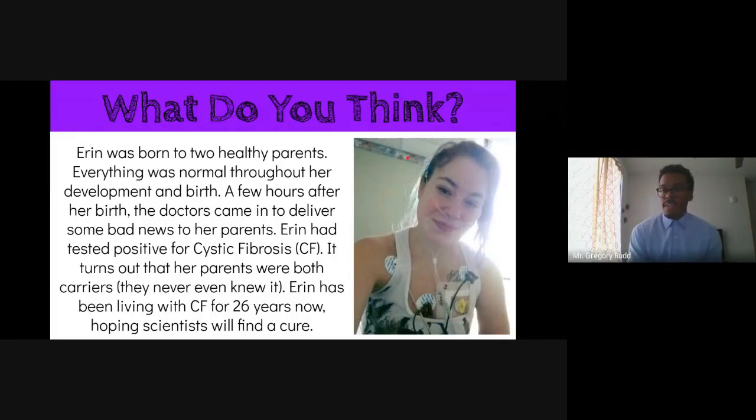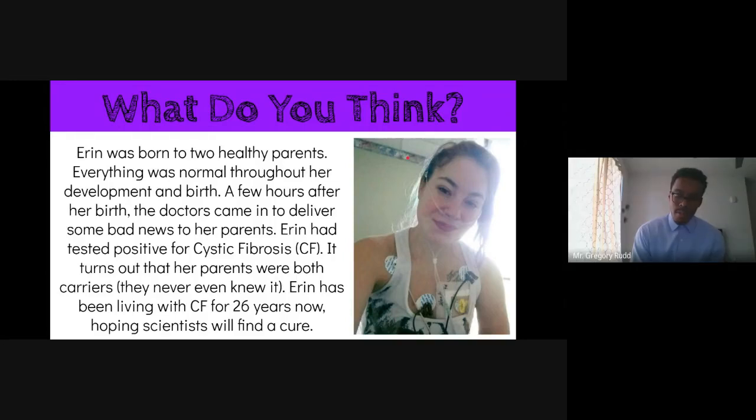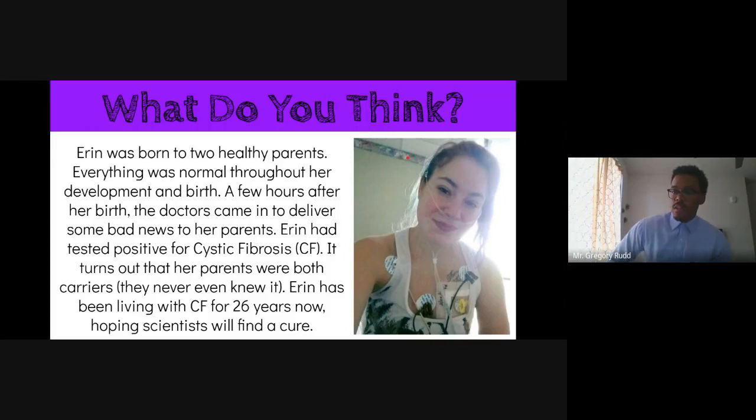So what do you all think? Is this genetic, or is this environmental, or is it both? Genetic. Can you say more about that, Brian? Well, I would say because it said her parents didn't smoke or anything, and she was just born, so it couldn't have been that. There's another word here that I think would clue us off to this being genetic.